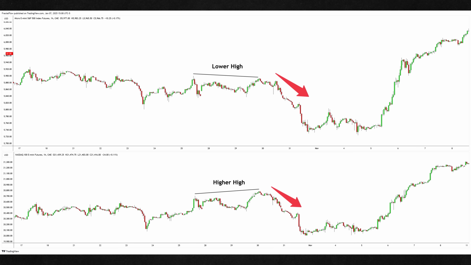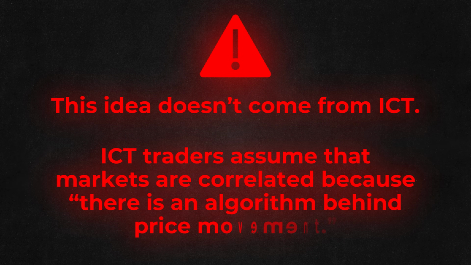As far as SMT divergence is concerned, there are a couple of problems. One, this idea doesn't come from ICT. And two, ICT traders assume that markets are correlated because there is an algorithm behind price movement. Let's examine these two problems more closely.